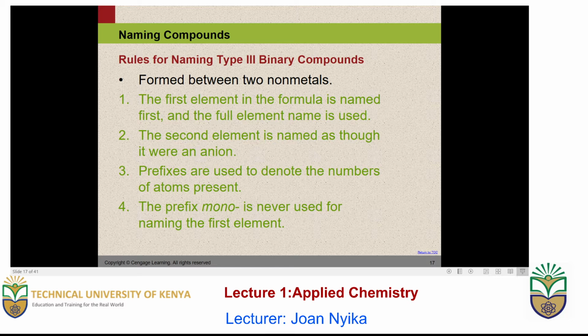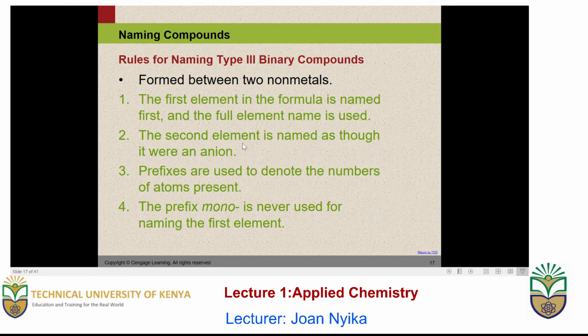Remember what we said about the anions in ionic compound naming. We said that the metal name remains as it is in the periodic table, and the same will be the case for nonmetals. And the second element, which we were calling the anion, is where we add the suffix ide. In the case of nonmetals, we will also add the suffix ide, as was the case in ionic compounds.